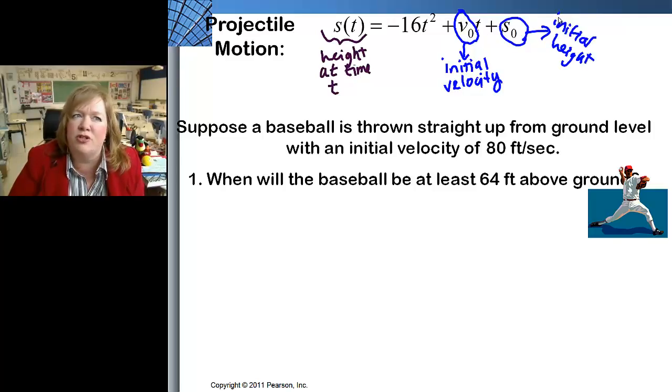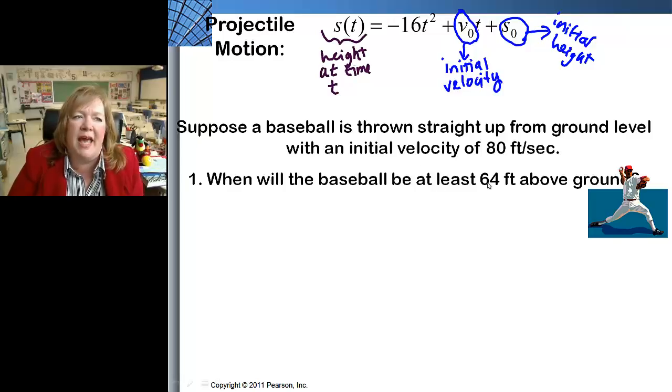And s sub 0 is your initial height, where you start from when you throw the ball, when you shoot the cannon, whatever. That's your initial height. Suppose a baseball is thrown straight up from the ground. Ground level, that's our first clue. That's going to go in for initial height. With an initial velocity of 80 feet per second, that's another clue. It's going to go in for v sub 0 into our equation.